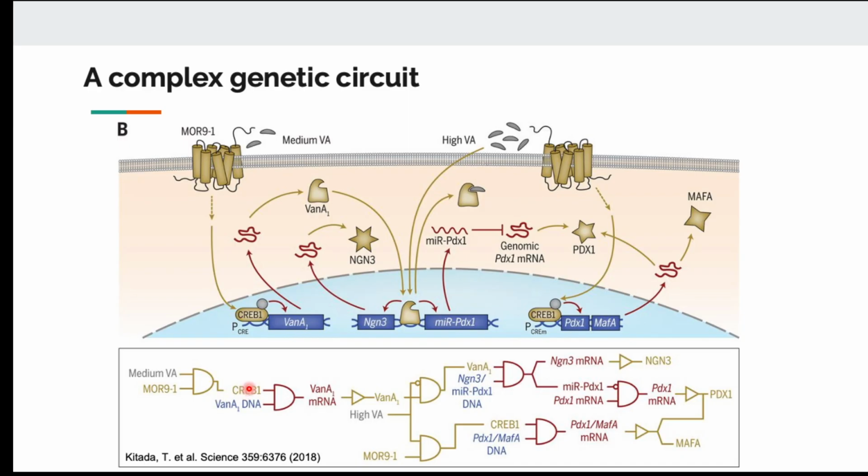And the CREB1 gene has to float inside the nucleus, identify the DNA sequence for VAN-A2, and when CREB1 can bind to the promoter, it can activate the transcription of VAN-A2. So this diagram basically describes what we usually learn as a gene regulatory network or signaling cascade, but we are now writing it in terms of electronics design.